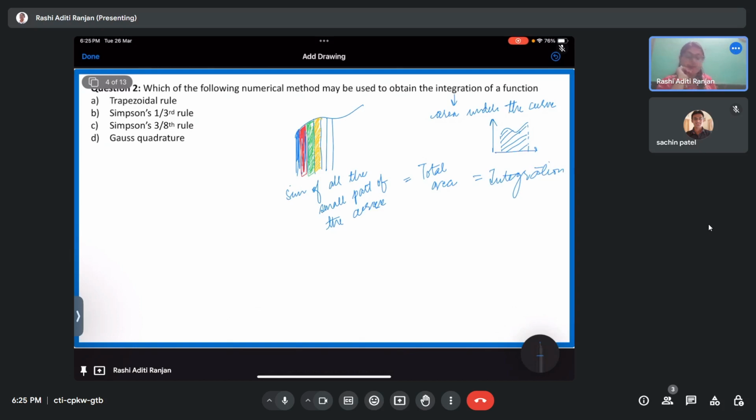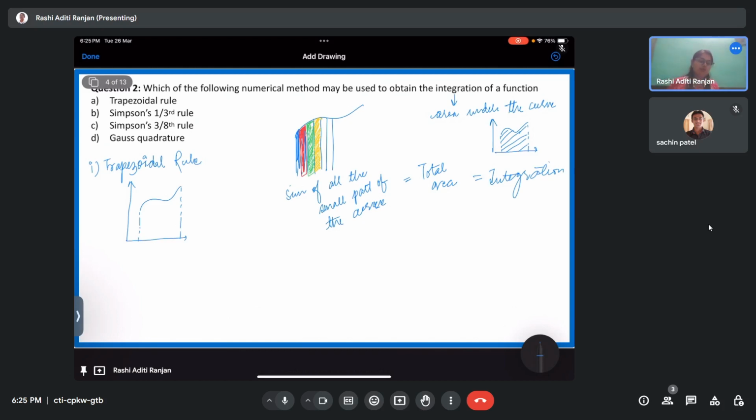Now coming on to different types of rules and methods by which we can compute. The first one is the trapezoidal rule. In the trapezoidal rule, what do we do? For example, if I have the variation of a function like this and I want to find the integration, I'll just compute the area under the curve. But I want to find the numerical integration, so I'll have to break it.